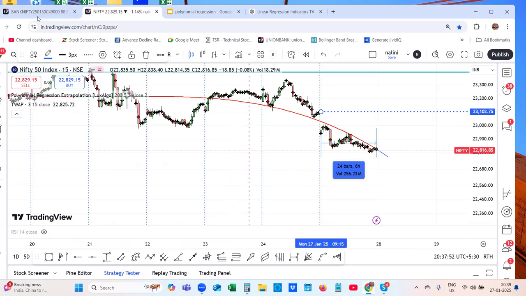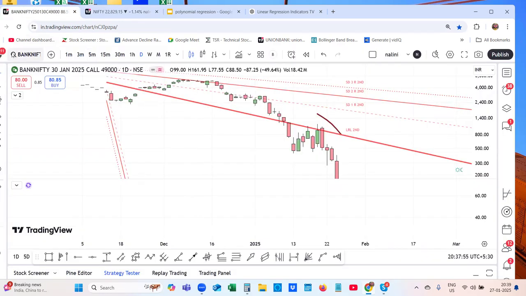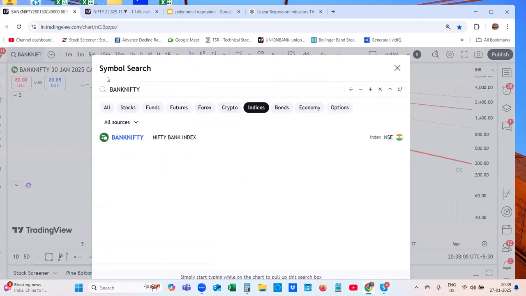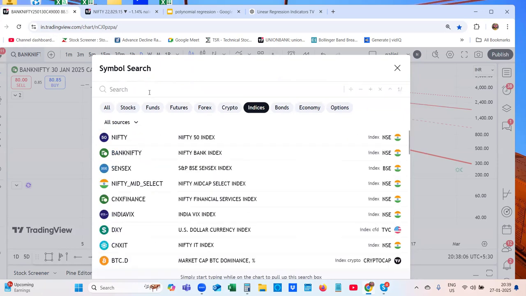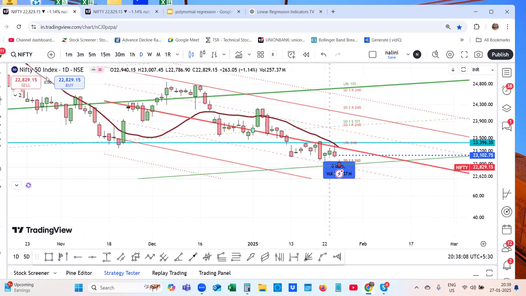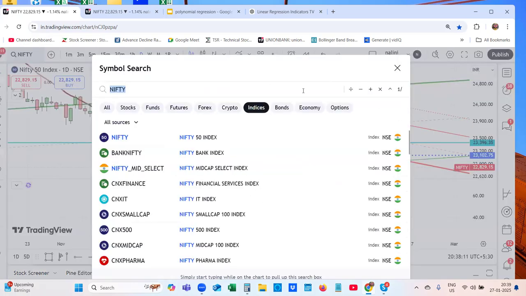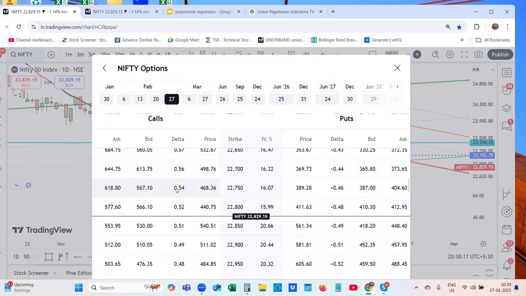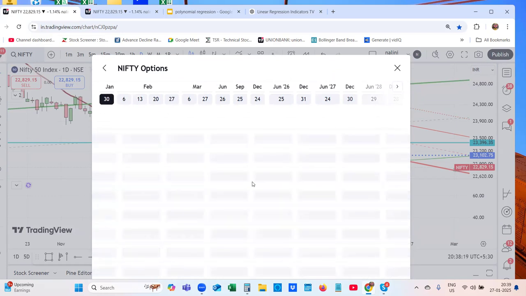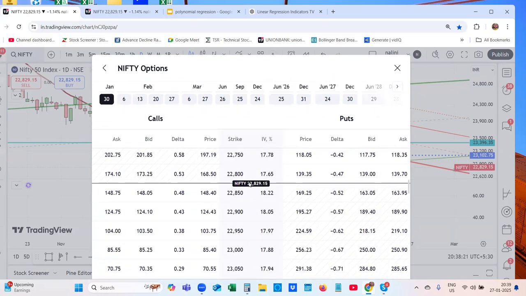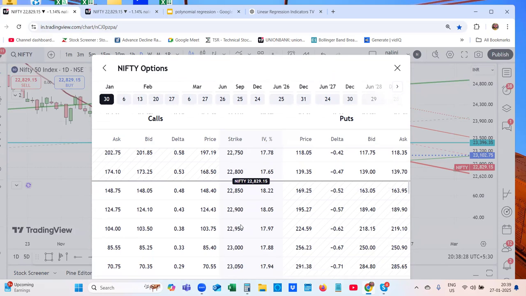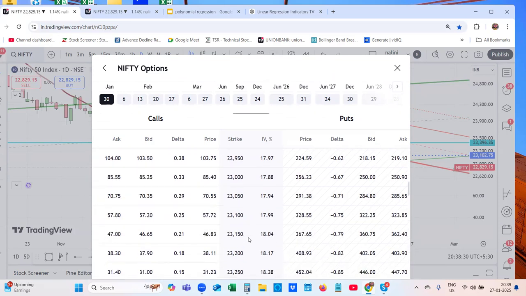So let me go back to the put option in this. Let me go back to Nifty. Now let me go back to options. We'll select 30th January, today's trade. No, 27th, that is expiry. We'll select the put option, 23,000 put option.